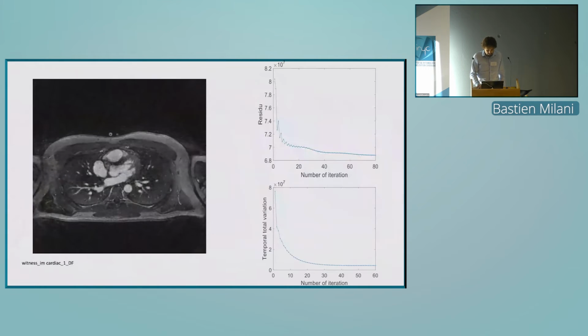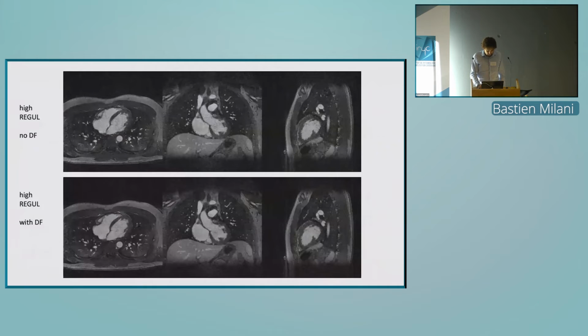And if you want, that's the witness image for this reconstruction that shows a few images every 10 iterations, I think. That's the residuum, and the bottom graph is the sum of the difference between adjacent frames, so the temporal total variation. That is the comparison between without motion field and with motion field.